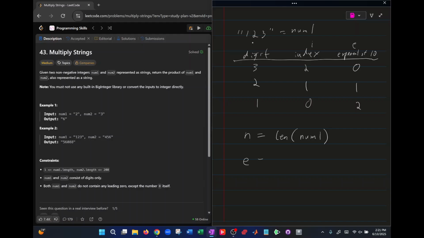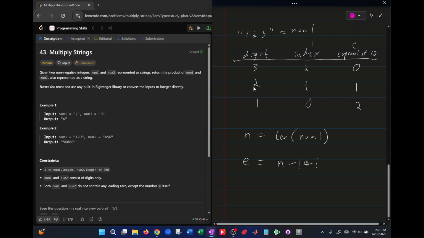Then the exponent for the ith digit in the string is going to be, we take n, and we are going to have to subtract 1. So this would be for index 0. And then as the indices increase, the exponents decrease at the same rate. So we would also have to subtract I. Okay, and we can see that this works.